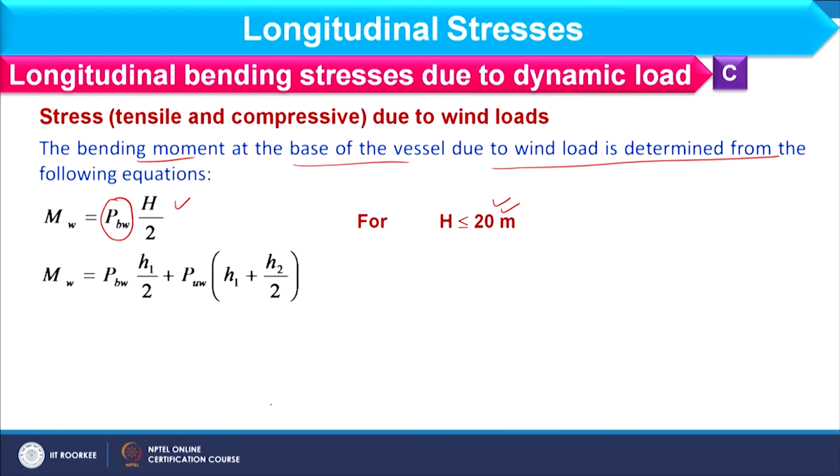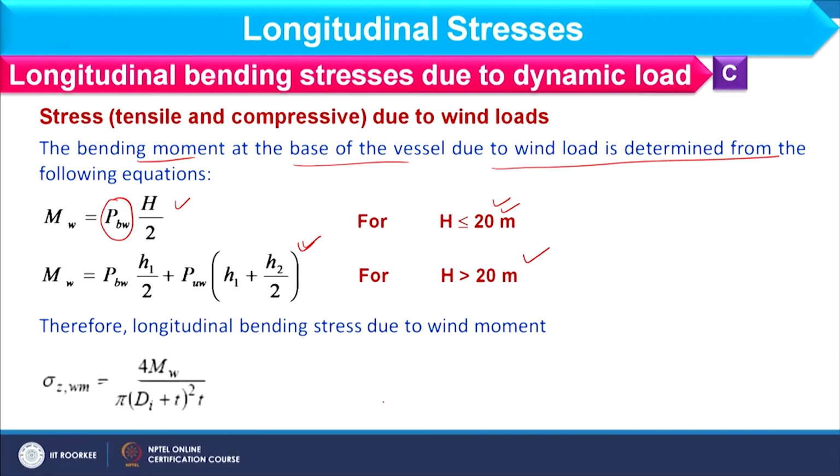Fine. In a similar way, if H exceeds 20 meter, we can consider this expression to find out the bending moment, and accordingly, whatever the moment will be, we can consider longitudinal bending stress due to this expression, denoted as sigma ZWM. That will be equal to 4 MW by pi (di plus T) square into T. So, in this way we can count longitudinal bending stress in the shell. Further, in dynamic load we will consider another load, which is generated due to seismic load. So, let us discuss that.